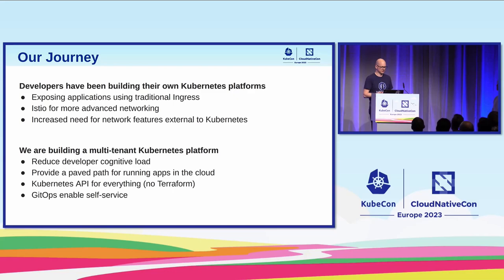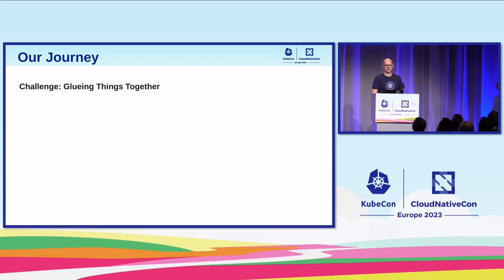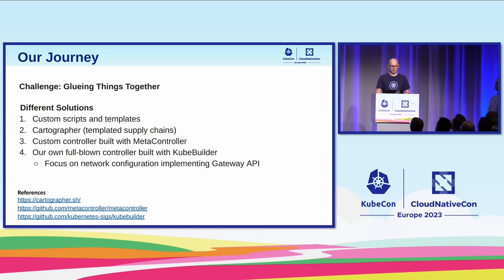So one of the challenges we've seen throughout the years is basically gluing things together from the Kubernetes world with your cloud provider. And we've been over a couple of different solutions to try to solve that. Basically, we provision infrastructure with Terraform, like many others are doing. And then we've been using custom scripts and templates to configure our Kubernetes resources with the right IDs and ARNs from cloud resources. Then we did a bit of experimentation with a tool called Cartographer, which is basically a Kubernetes controller that you can use to build templated supply chains.